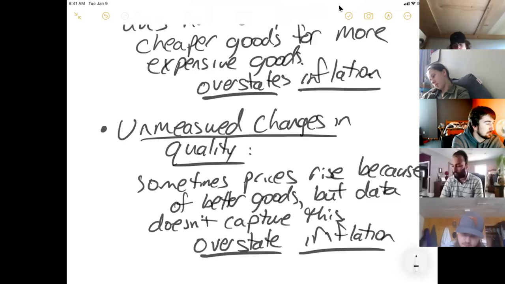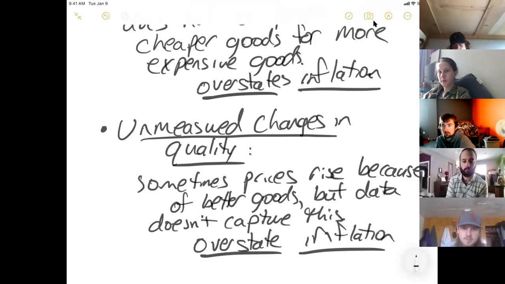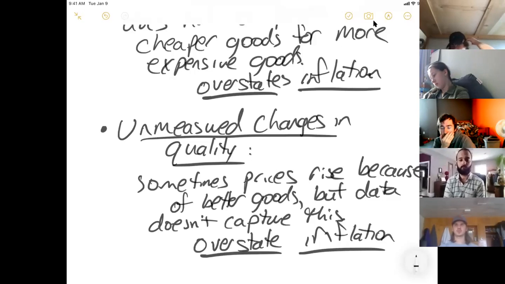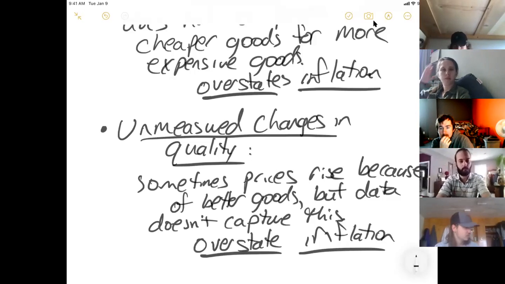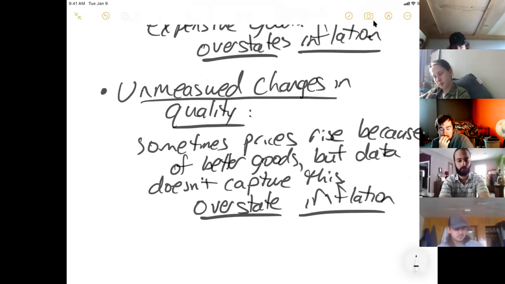This is a big problem in the computer industry, quite honestly, because computing power is changing so quickly that the government has a very difficult time trying to measure changes in quality and adjust the price statistics for that. Without getting into the detail, it's a pretty complicated issue. Because we have a difficult time measuring this, a lot of changes in quality tend to get counted as inflation.